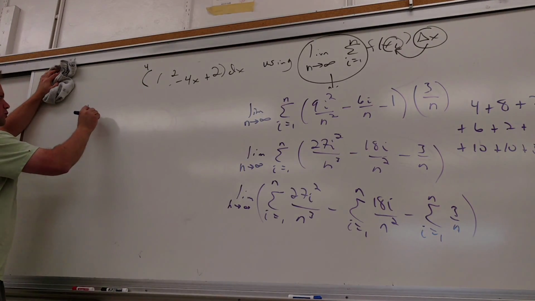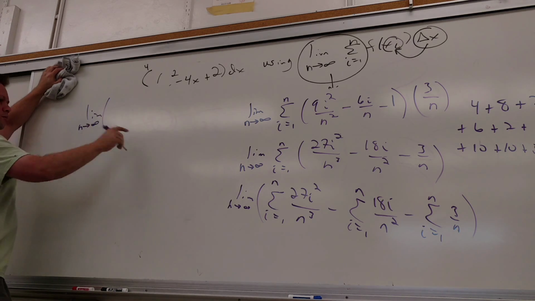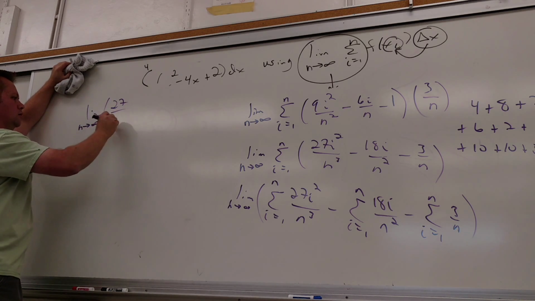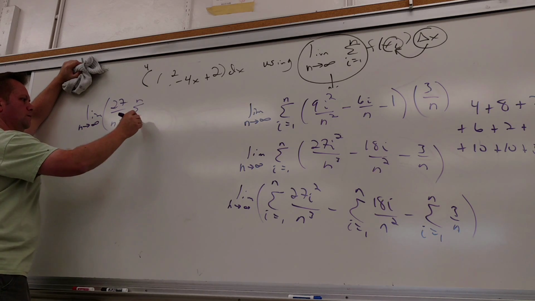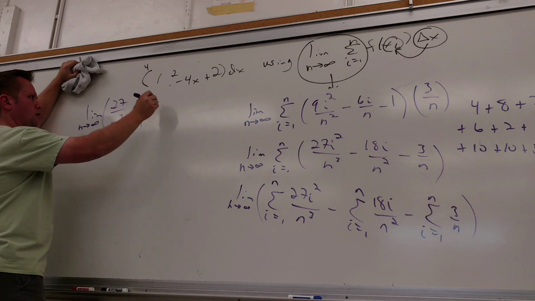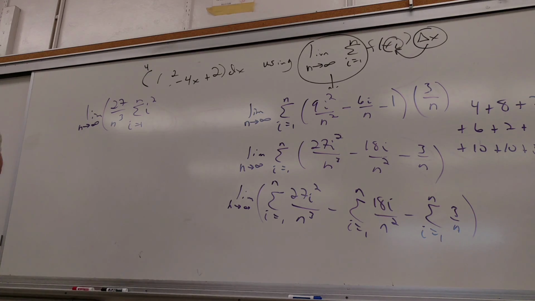So let's see, the first little one becomes 27. Where do you go? i squared. Take a second and write the other 2.